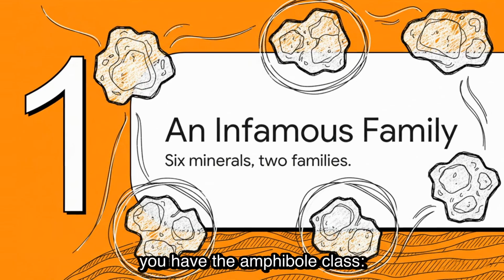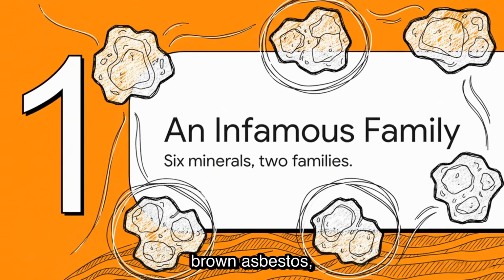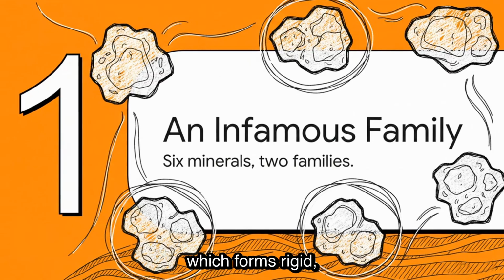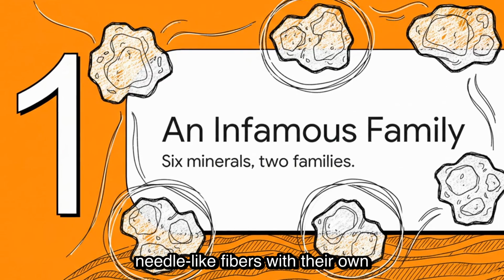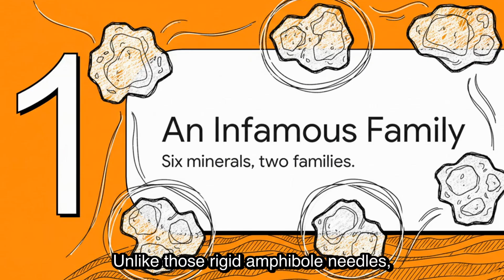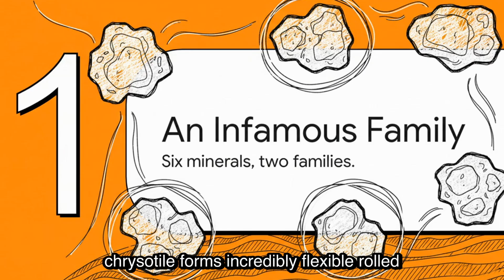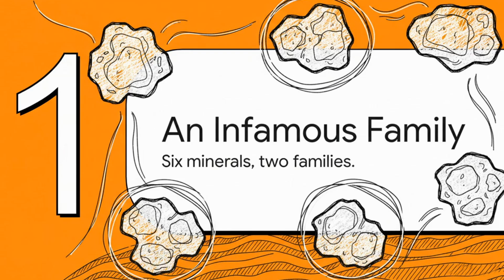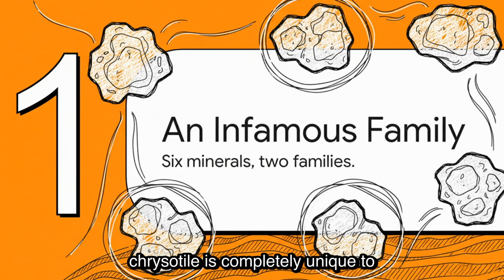On one side, you have the amphibole class, brown asbestos, blue asbestos, which forms rigid, sharp, needle-like fibers with their own distinct geological origins. Then there's our protagonist for today, the serpentine class. This class is represented entirely by one single mineral, chrysotile or white asbestos. Unlike those rigid amphibole needles, chrysotile forms incredibly flexible, rolled-up tubes. The geological process that creates chrysotile is completely unique to it, and that is the exact journey we're tracking today.